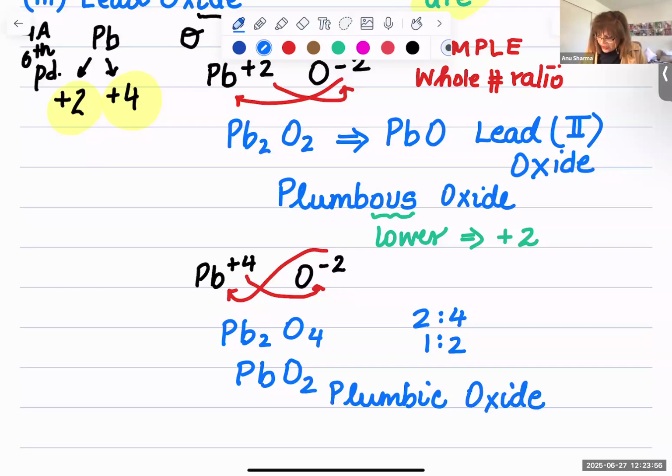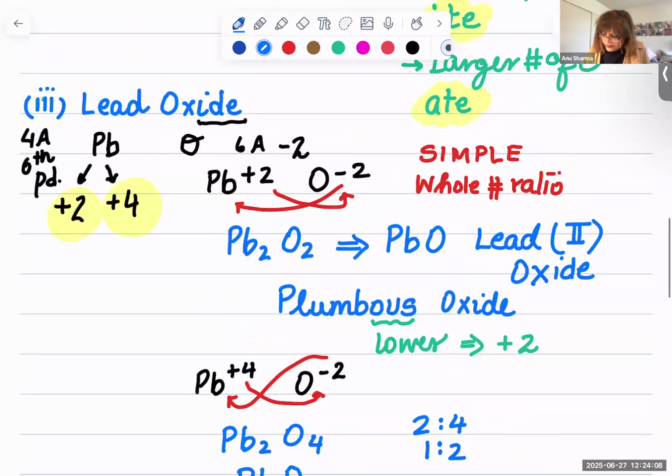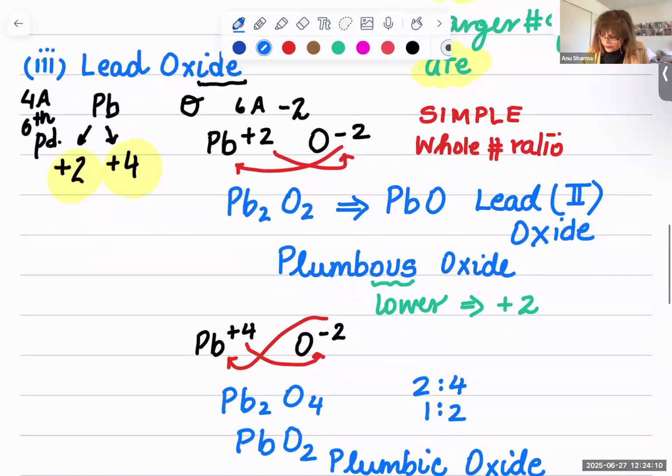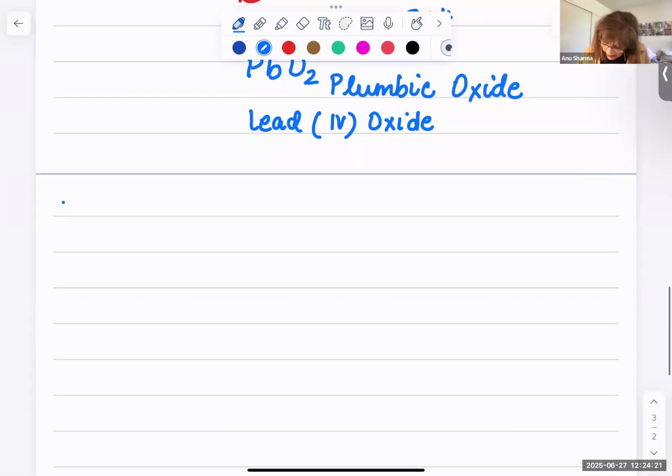And the other name is lead(IV) oxide. Okay, so this type of naming can be difficult; I'm just covering the difficult ones. Any questions right now? Anyone? Just write it in the chat. All right. Now let's look at the next one.